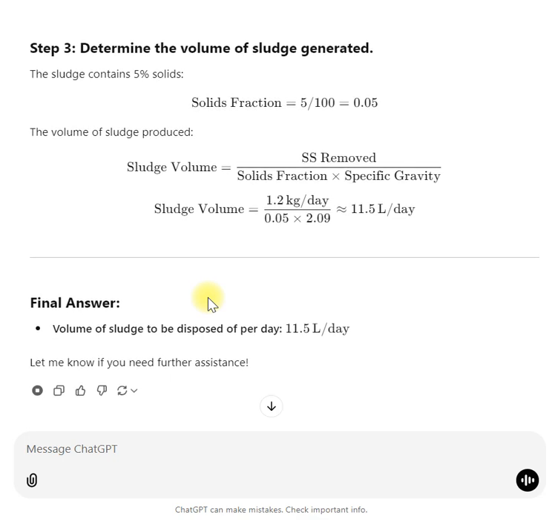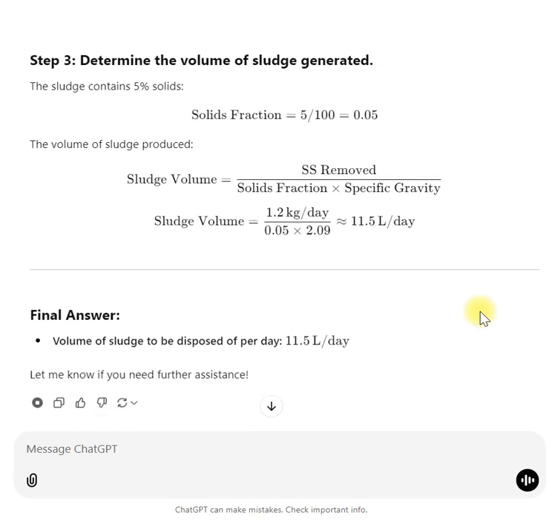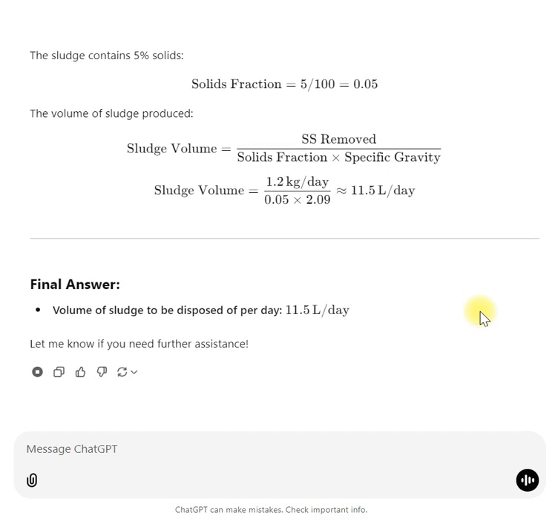Step 3. Determine the volume of sludge generated. The sludge contains 5% solids. Solids fraction equals 5/100, which is 0.05. The volume of sludge produced equals SS removed divided by solids fraction times specific gravity. Sludge volume equals 1,200 kilograms per day divided by 0.05 times 2.09, approximately 11.5 liters per day. Final answer: volume of sludge to be disposed of per day, 11.5 liters per day.